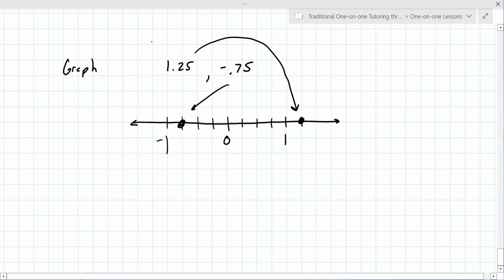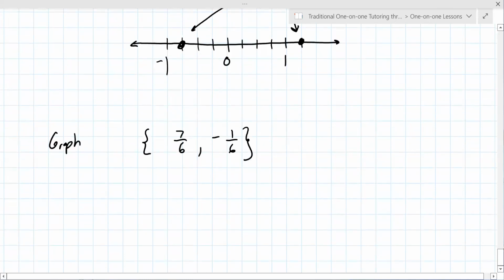Okay, let's try one more here. Let's graph 7/6 and -1/6. Could you try graphing that for me, please?